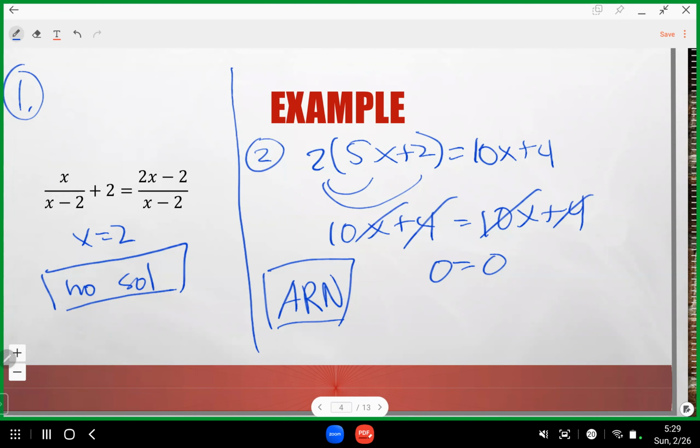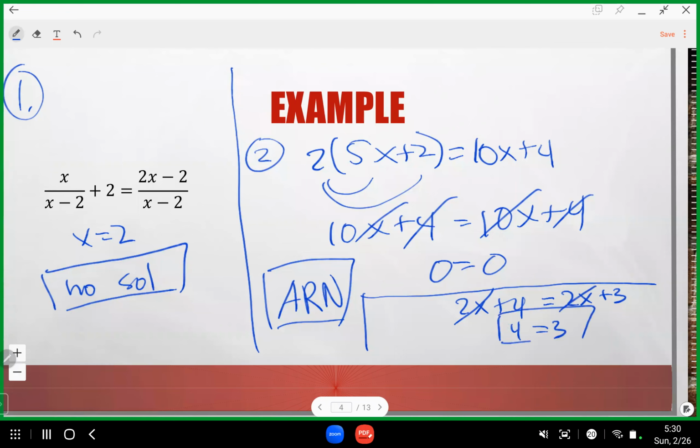There's another type of case where there's no solution. For example, if you have 2x plus 4 is equal to 2x plus 3, you can see the 2x's cancel out and you get 4 is equal to 3. Obviously, this is not true, right? 4 does not equal 3. And this is also no solution because no value of x will satisfy this equation. Okay? Because 4 does not equal 3.